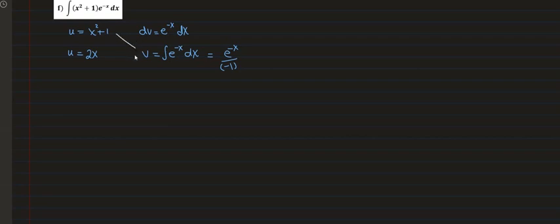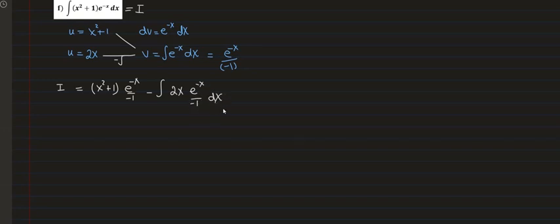U times V minus the integration of V du. So this integral, if we call that I, is U times V, which is x squared plus 1 times e to the power of negative x over -1, minus the integration of 2x times e to the power of negative x over -1 dx.